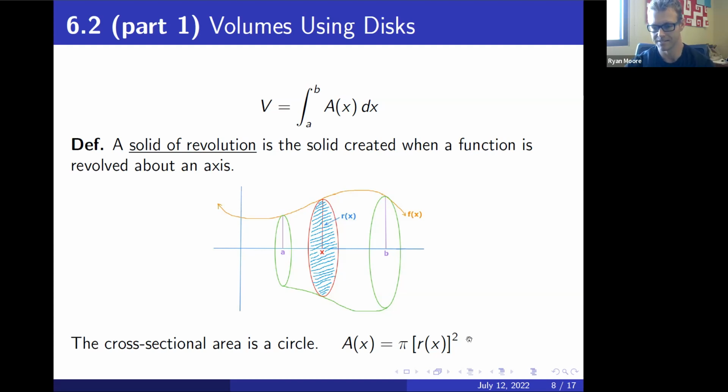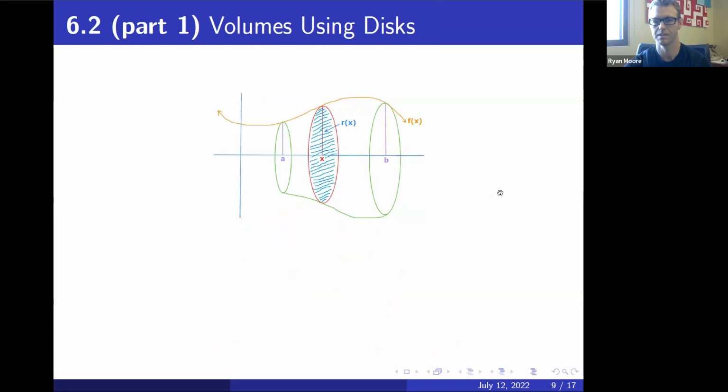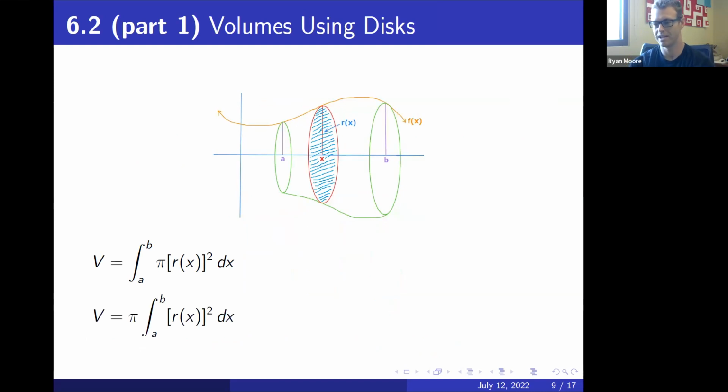So we're going to take this, and to get a formula, we're just going to put it in for A of X. So here we go, same image. The integral from A to B, pi r of X squared dx will be our volume. Notice we can write that a little bit better: that pi is a constant. So let's pull the pi out in front and say our volume equals pi times the integral from A to B, r of X squared dx.